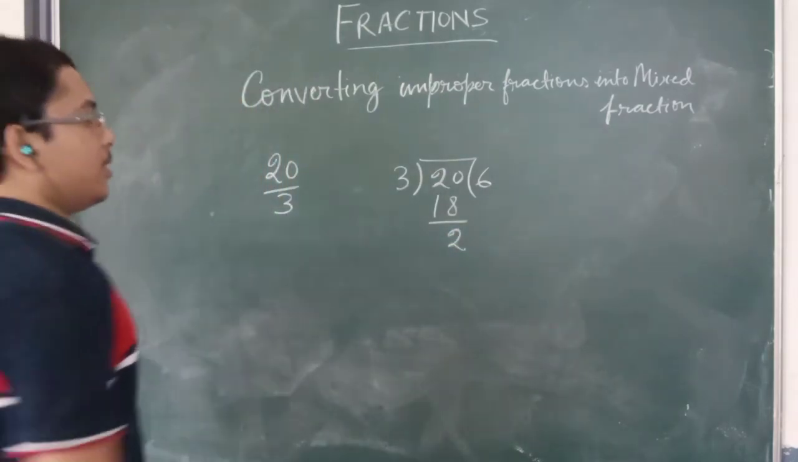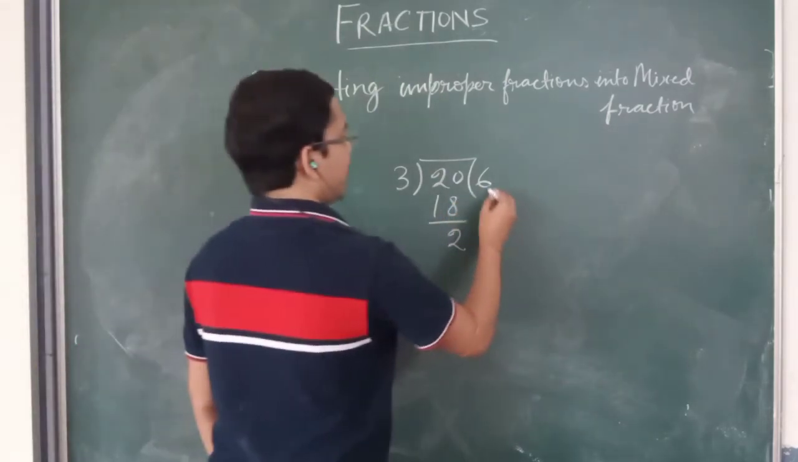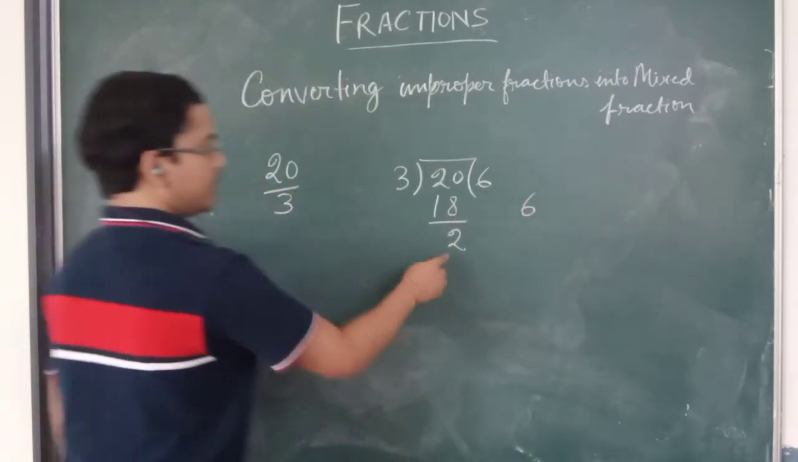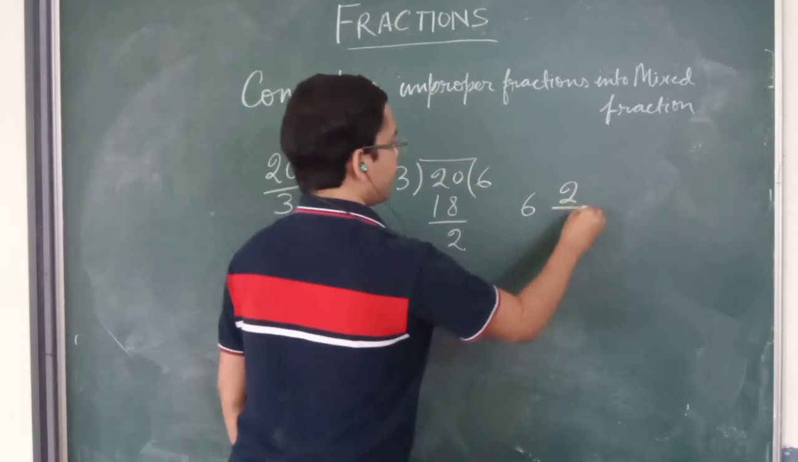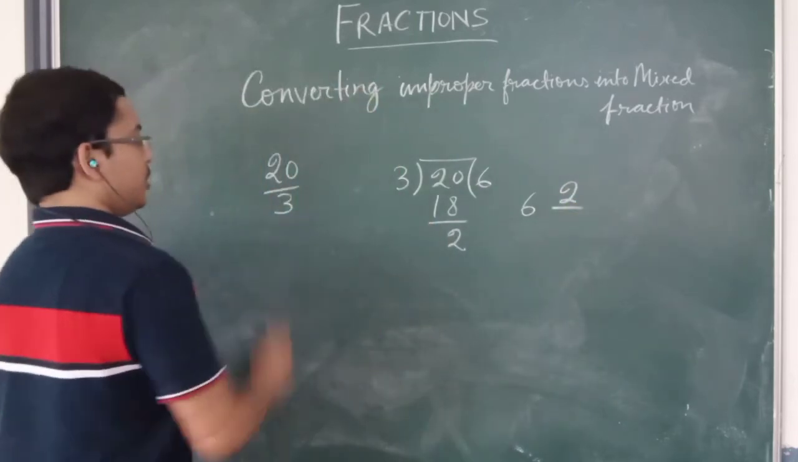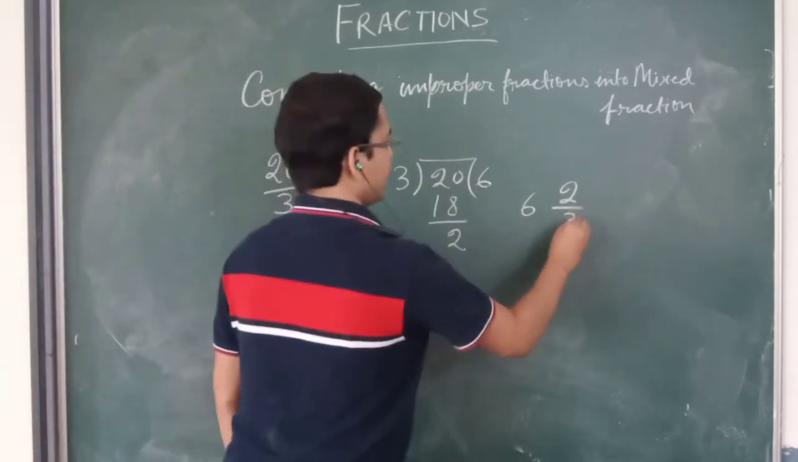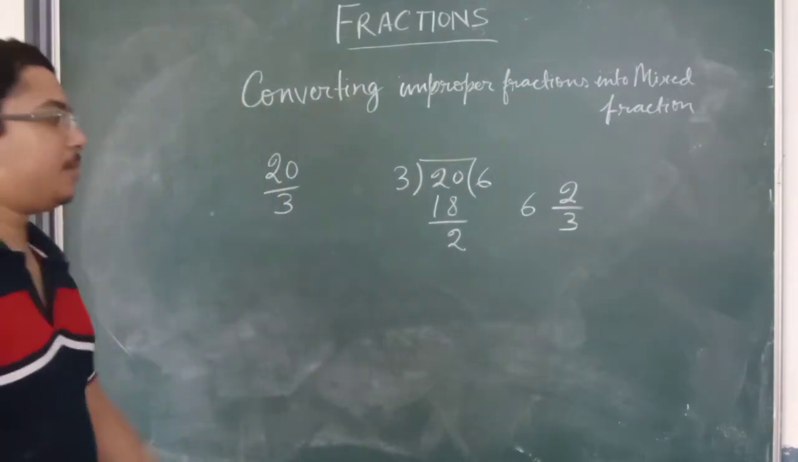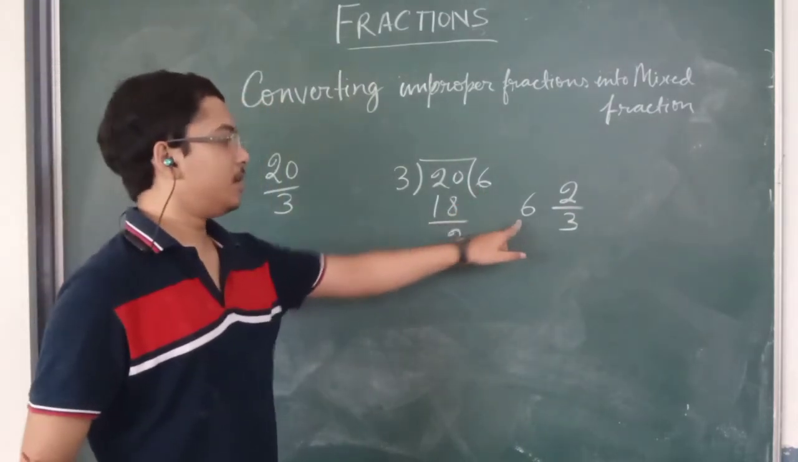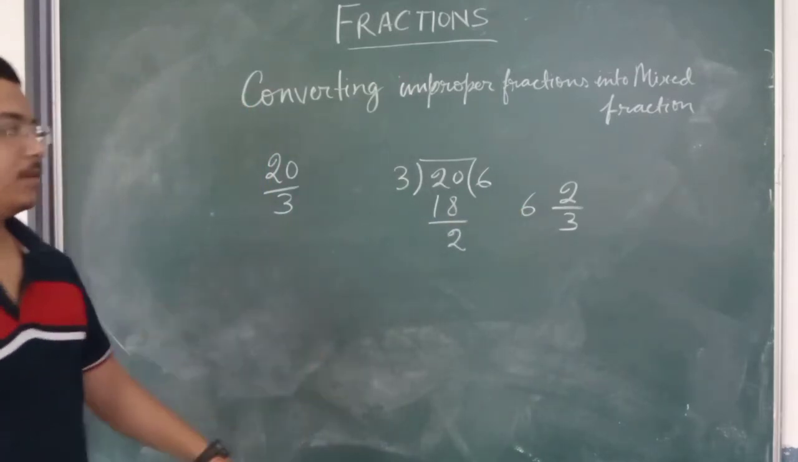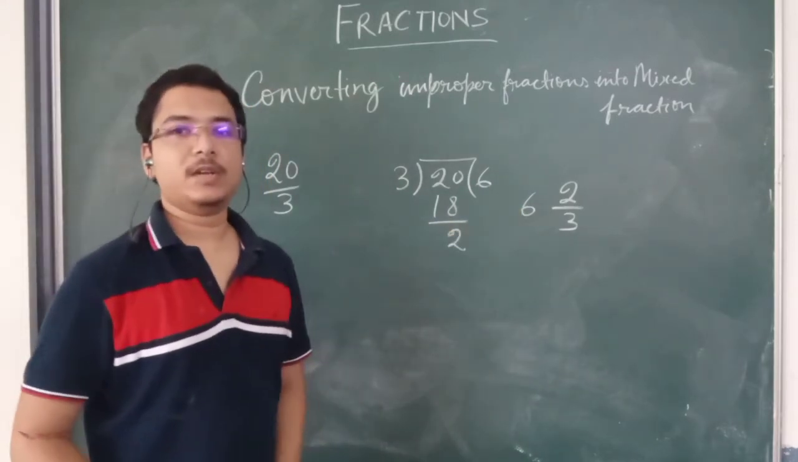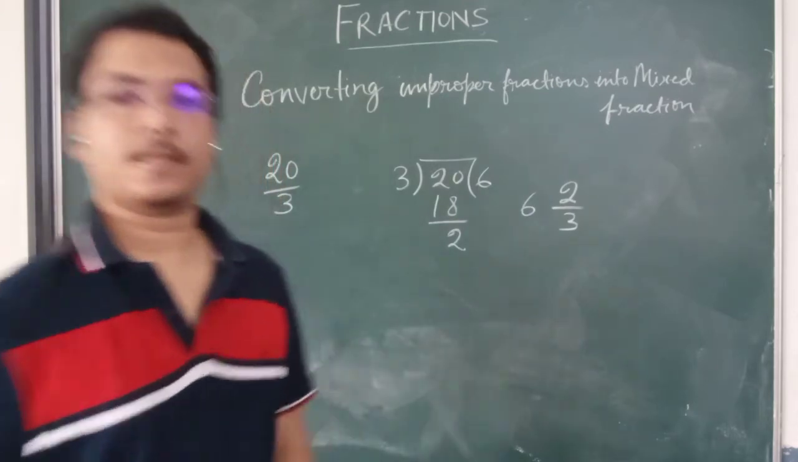So you write 6, then the remainder 2 divided by the denominator, that is 3. So your fraction will be the quotient 6, then the remainder divided by the denominator 3. So 6 whole 2 by 3 will be your answer.